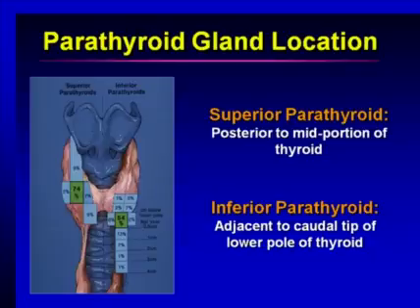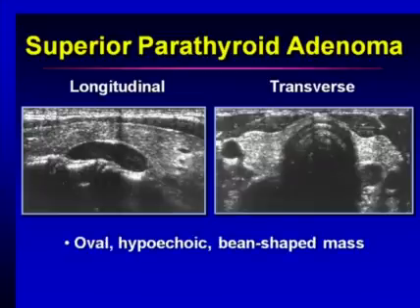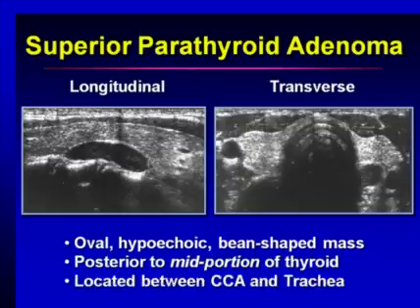We don't see the normal glands in most individuals. We do see them when they're enlarged in patients with hyperparathyroidism. So the typical superior parathyroid adenoma on the longitudinal view is an oval, hypoechoic, bean-shaped mass situated behind the mid portion of the thyroid, and on the transverse view it's located between the common carotid artery and trachea in the triangle made by the trachea, thyroid, and common carotid artery.